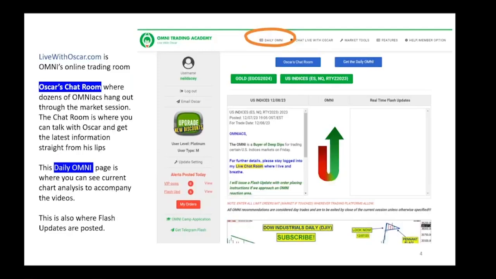On the livewithoscar.com website, if you go out, you see that on the Daily Omni page, there's two blue boxes there, the chat room and the Get the Daily Omni. If you go to the chat room, you're going to see where the Omniacs hang out all day. That's where you can talk to Oscar, see him on his screens and everything. Also on the Daily Omni page, this is where you can see whatever the current recommendations are, what the Daily Omni is, and that's what's down the left-hand side there under the 1208. And the right-hand side is where the flashes are going to get posted, and that's where the meat really hits the pan.